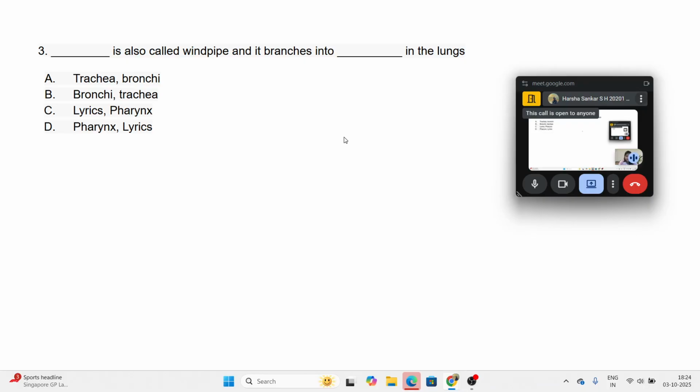So the correct answer is trachea is called the windpipe. And the trachea will reach and end up in the bronchi, which will branch into the lungs, right? So the correct answer is option A.